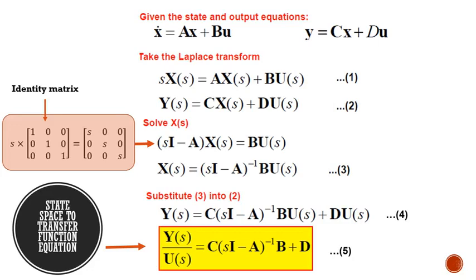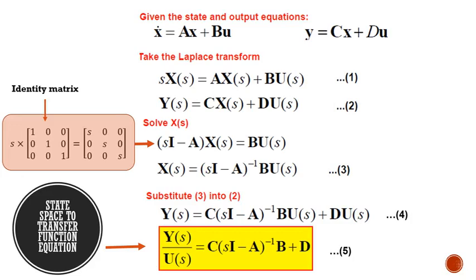Rearrange equation 1 by taking the AX(s) term to the left side, then factor out X(s). The term s is multiplied with an identity matrix to convert it into a square matrix to enable subtraction operation with matrix A. Then rearrange the equation as in equation 3.